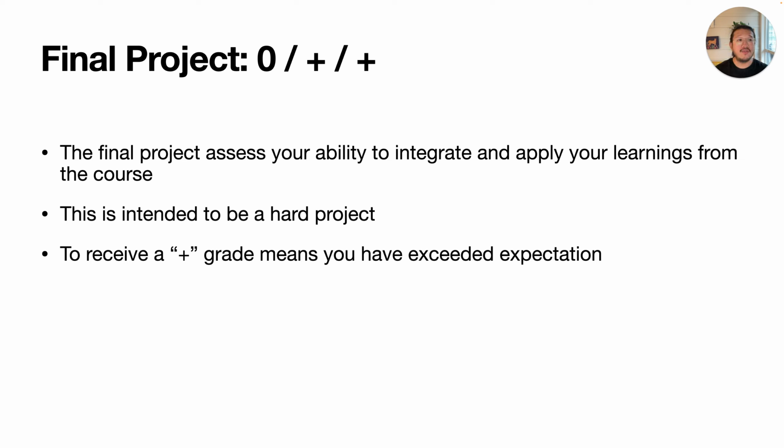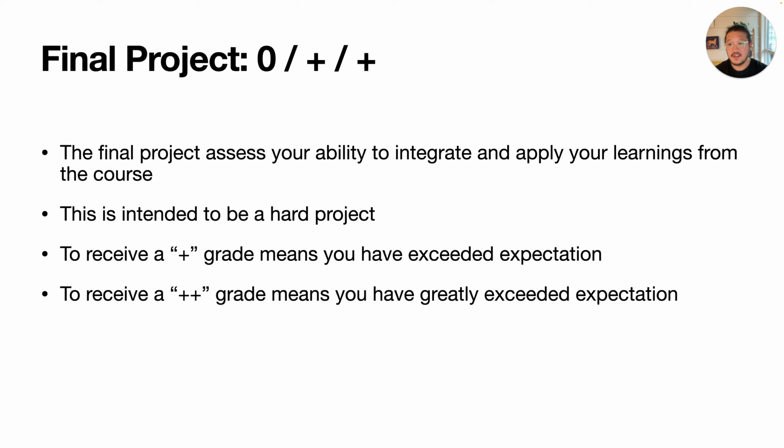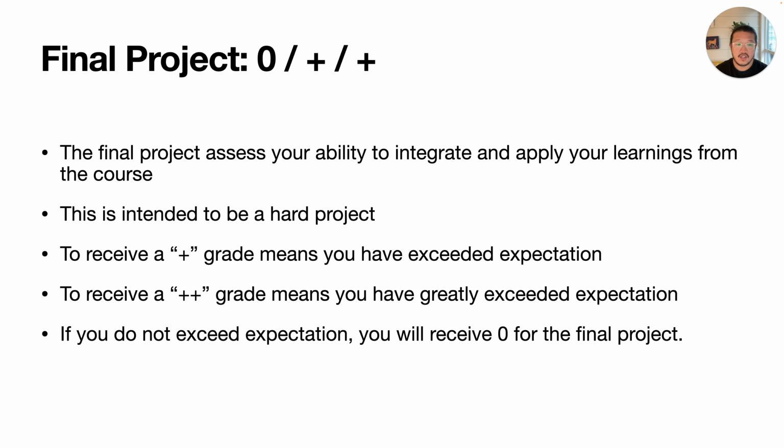So remember, not everybody is going to get an A in this class. In fact, we're looking at maybe 10-20% of students receiving it. Really, we're looking for students who are excellent, who have gone beyond expectation. Right? To receive a plus means you greatly exceeded expectation. And so if you don't exceed expectation, you receive 0 for the final project.